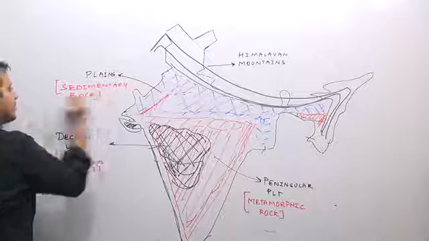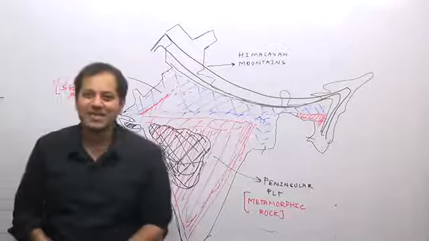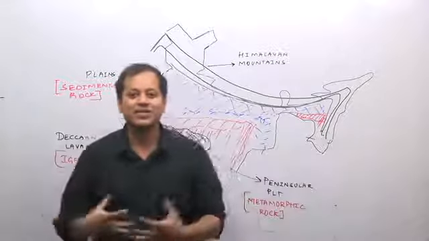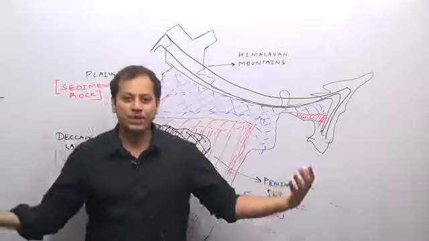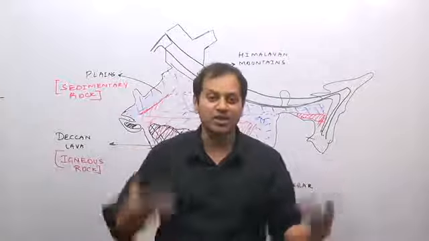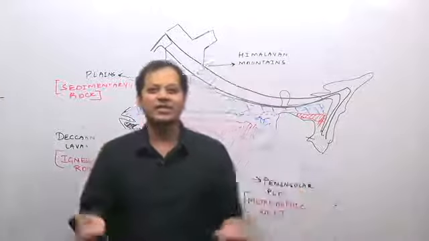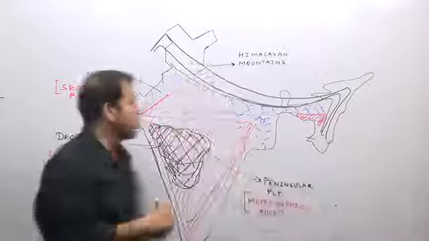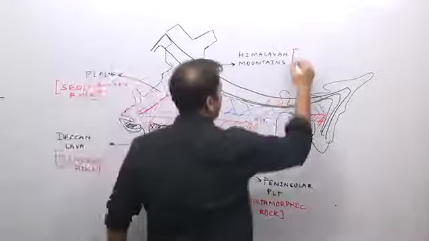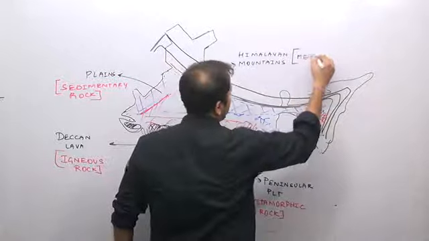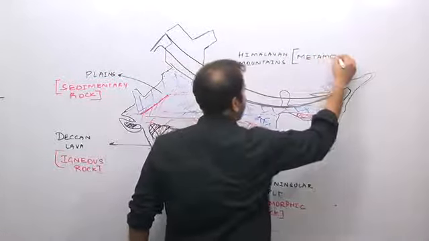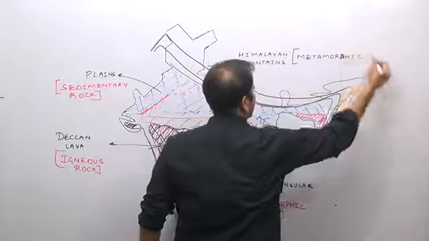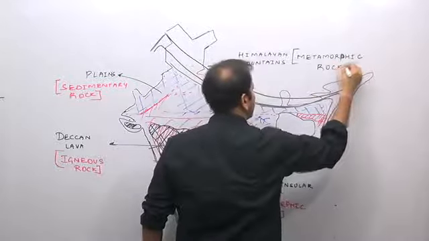is a sedimentary rock. And the Himalayan mountains are formed due to extensive folding of the sediments of the Indian plate, Eurasian plate and the Tethys Sea region. Extensive folding results into which rock? Go through your basics of the rock. It results into formation of a metamorphic rock.